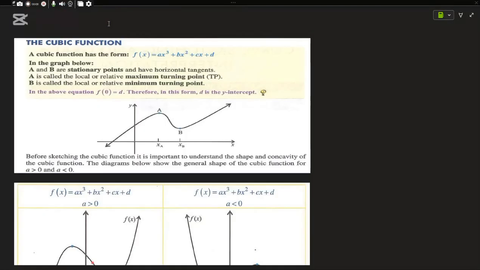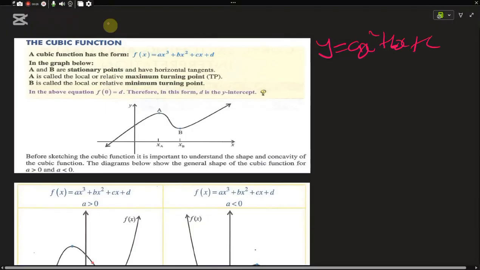Okay, let's look at cubic functions. So, lesson 14, let's look into cubic functions. Let us recall that in the past we learned about a parabolic function. A parabolic function is a function of this equation there. Can you see that ax squared plus bx plus c, that is a parabolic function.